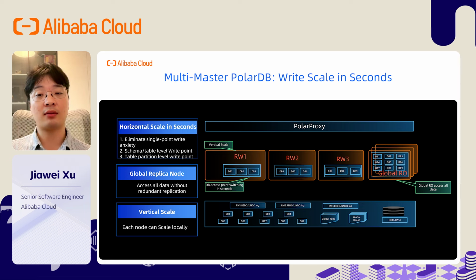It offers vertical scaling in seconds, just scaling locally on the local server with the resources it needs. The cluster can also scale horizontally by adding master nodes or global replica nodes rapidly. This powerful combination of horizontal and vertical scaling, underpinned by our shared storage, enables PolarDB to dynamically adjust write capacity to match even the most intensive workloads within seconds.